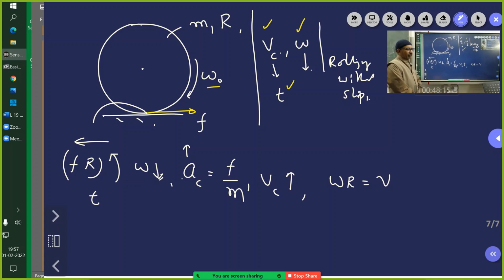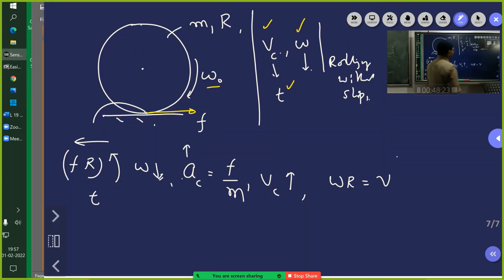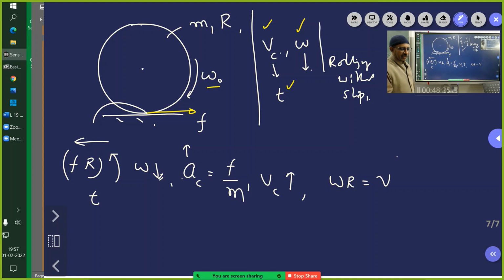Sir, it is a disk. What have they told here? Disc. Yes, so you can get that. Write basic equations at least.